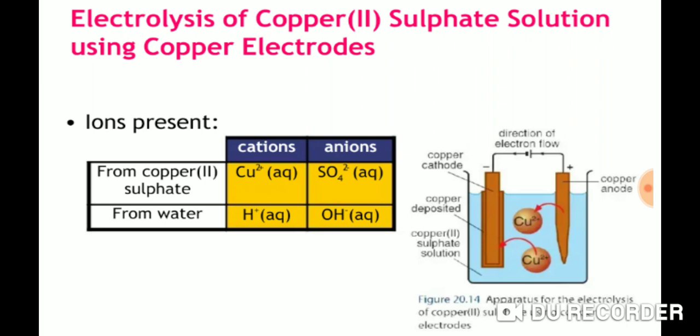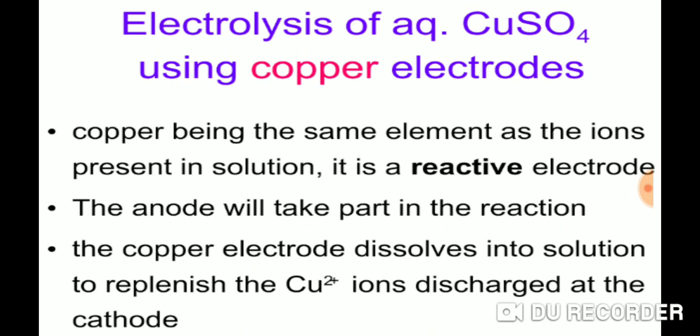The previous one which we had done used carbon electrodes, but in this case we are using copper electrodes, and copper electrodes are not inert electrodes. So for this process there are four kinds of ions produced. One is Cu2+, the other is H+, they are positive cations, and the anions are sulfate SO4 2- and OH- ions. So this is how the electrolysis of copper sulfate using copper electrodes is carried out.